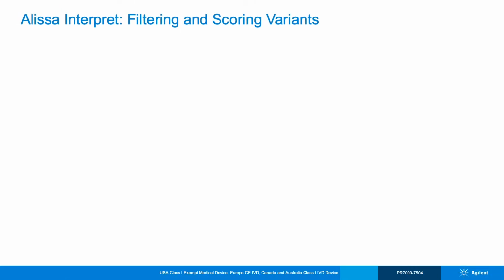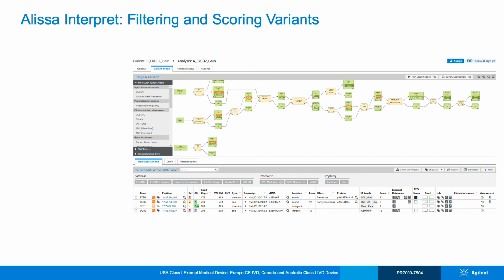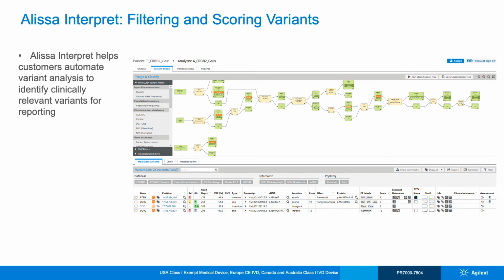Let's dive a little bit deeper into the tertiary analysis module for Alyssa, which is Alyssa Interpret. Alyssa Interpret helps customers automate their variant analysis by building up a pipeline that represents their workflow to identify clinically relevant variants that can be used for reporting. We call Alyssa Interpret a white box solution, meaning that customers get to configure their workflow to fit their needs, and they also have full traceability within the workflow to know how variants are moving.